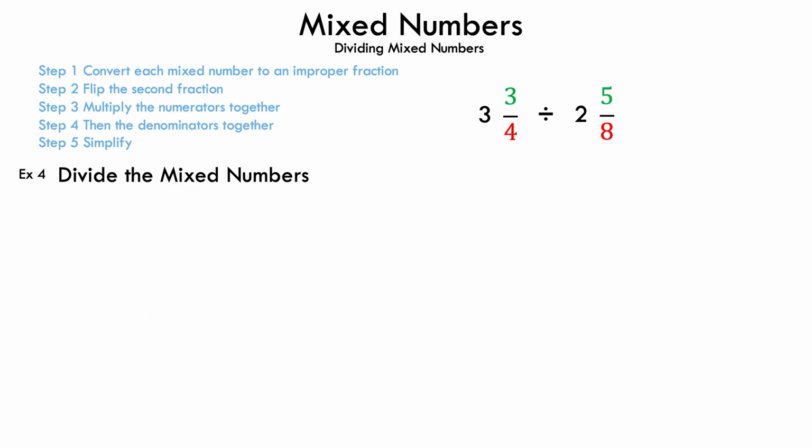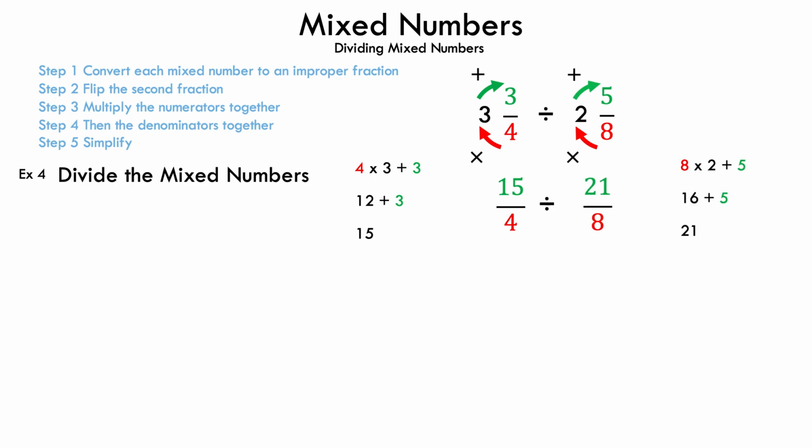Now let's take a look at our last example, where we have 3 and 3/4 divided by 2 and 5/8. So we need to convert each mixed number to an improper fraction, and we do that by multiplying the denominator and the whole number and adding the numerator. And in this case, it is 4 times 3 plus 3, and that gives us 15. We keep the same denominator, which is 4, so our improper fraction is 15 over 4. We do the same process to the second mixed number, and that gives us 21 over 8.